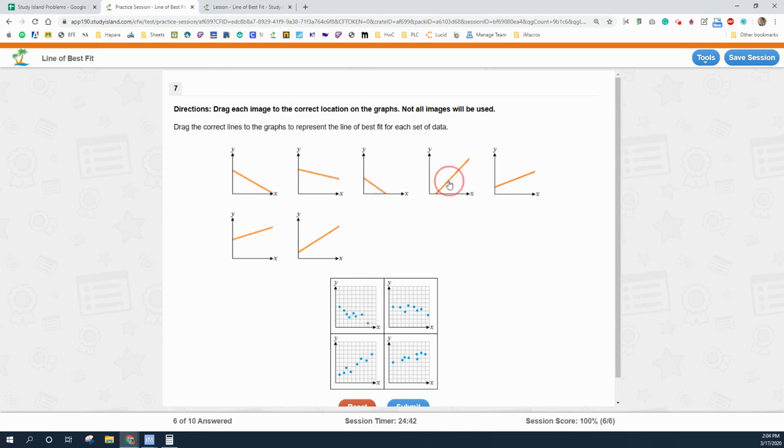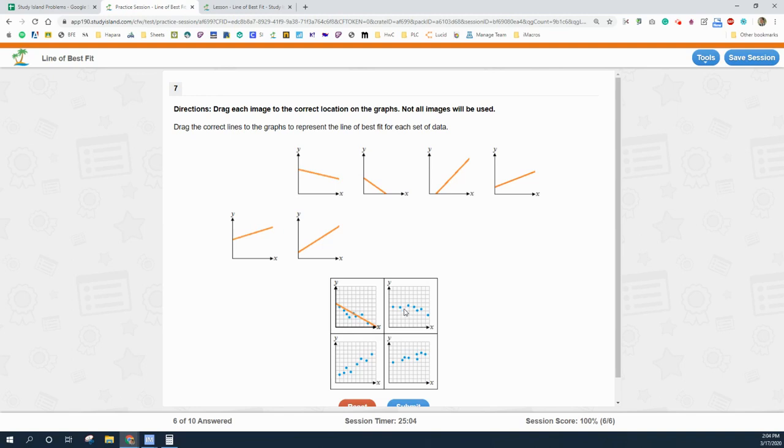This is a positive sloping line, so I'm not even going to try it on this graph. This is another positive sloping line, so I'm not even going to try it. And this is another positive sloping line, so I'm not going to try it. The only one of these three downward sloping lines that makes even a little bit of sense was this one.